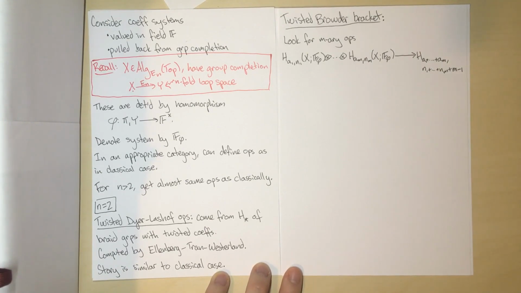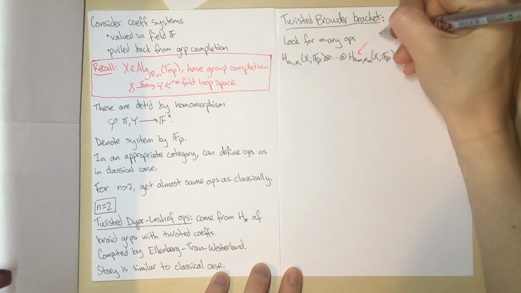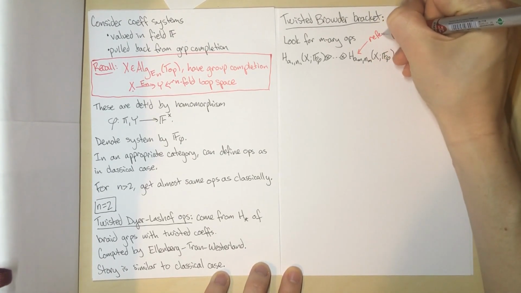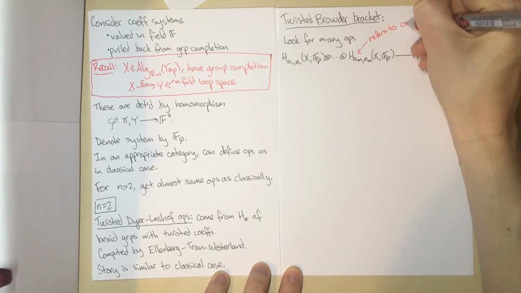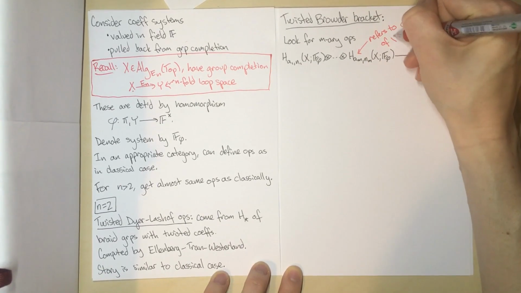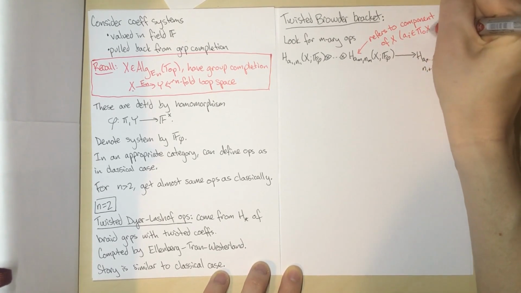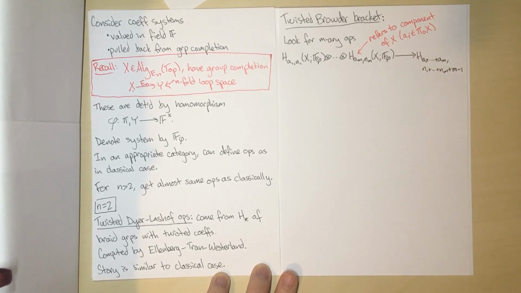So first, let me say what these a things are. So this is just an extra indexing that refers to the component of x that we're working in. So here, a_i is in pi 0 of x. So this is a thing you can easily keep track of classically, but it's not really necessary for the operations. But in the twisted case, it actually makes a difference which component we're in, and so we have to keep track of it here.